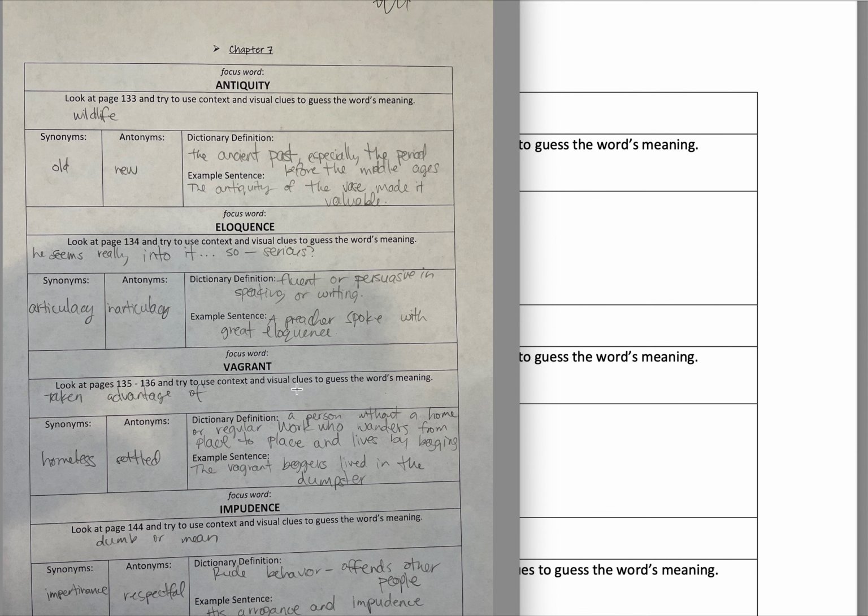The next focus word is vagrant. So as they were guessing the context, they thought that it meant maybe someone that was being taken advantage of. Then when they looked in the dictionary definition, it looks like they found that it is a person without a home or regular work who wanders from place to place and lives by begging. A synonym was homeless, an antonym is settled. And then the example sentence was, the vagrant beggars lived in the dumpster.